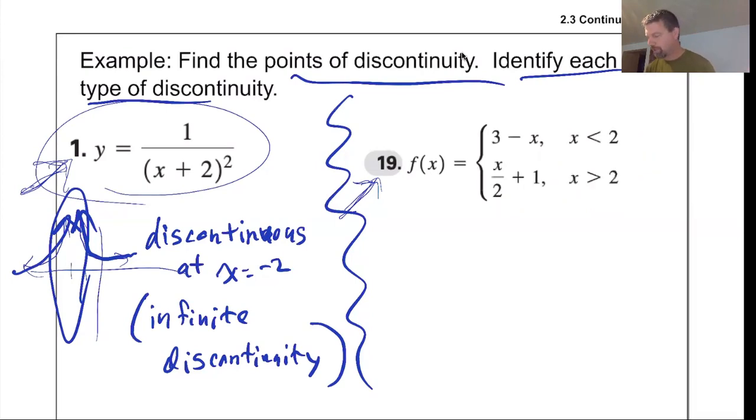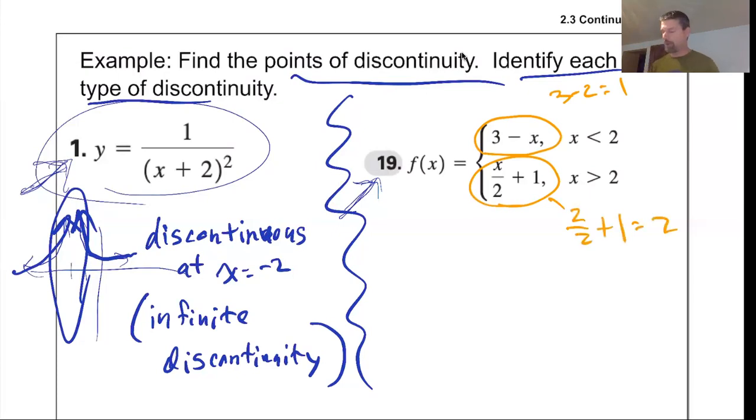For me, since I'm really only worried about what happens at 2, I would probably just do it by plugging a 2 into here. If I plugged a 2 into there, 3 minus 2 is 1. If I plugged a 2 into here, that'd be 2 over 2 plus 1, that's 2. I can see that from the left side, I'm equal to 1. From the right side, I'm equal to 2. Those aren't the same, so there's clearly going to be a discontinuity, and particularly a jump one. I'm jumping from a value of 1 to a value of 2.